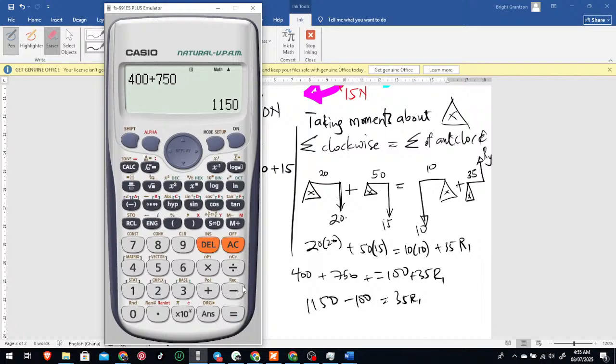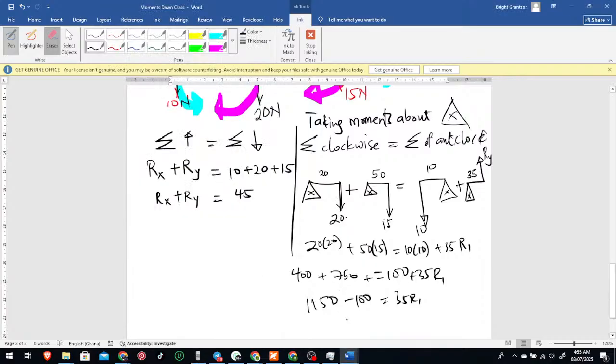So 1150 minus 100. You get 1050. 1050 divided by 35. So 1050 over 35 equals R1.